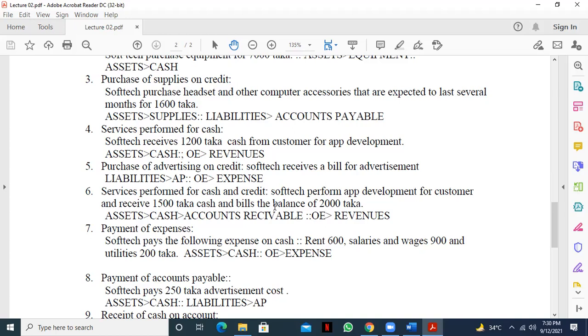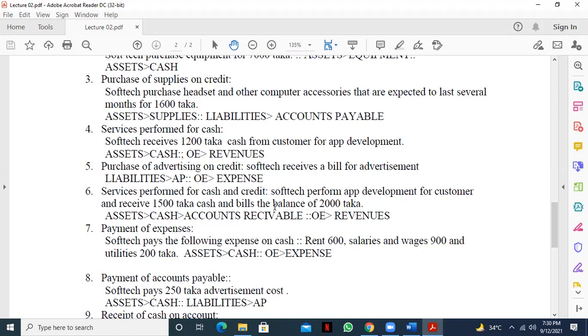So services performed for cash and credit. I already said if you perform services for cash, that's not our issue. We'll directly write it on the revenue column.